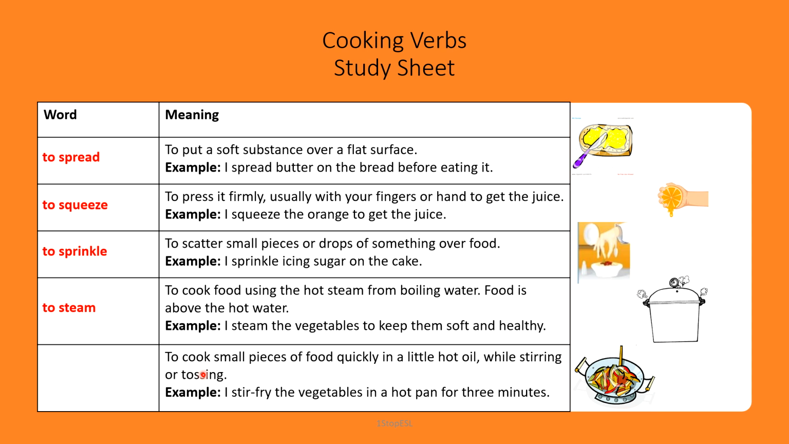Next, to cook small pieces of food quickly in a little hot oil while stirring or tossing. Example, I stir fry the vegetables in a hot pan for 3 minutes. And there's a picture of a stir fry wok. So the verb is to, that's right, to stir fry, to stir fry.